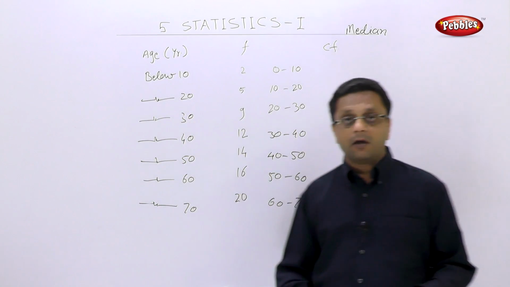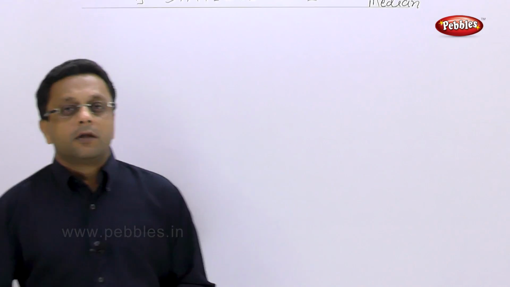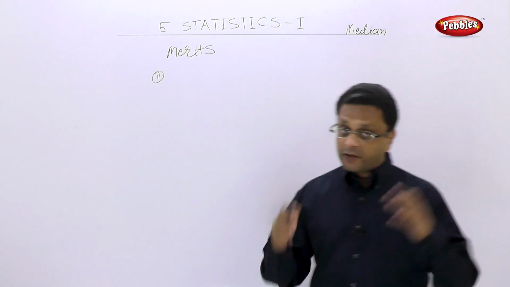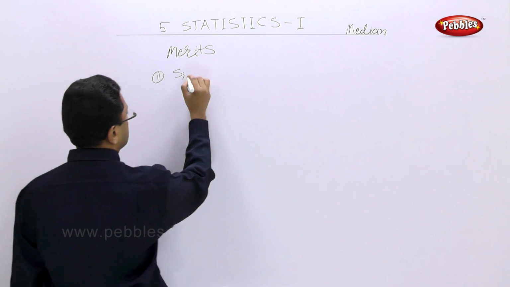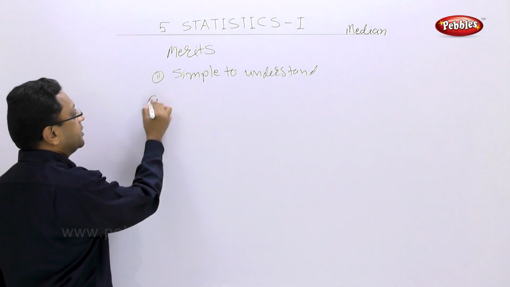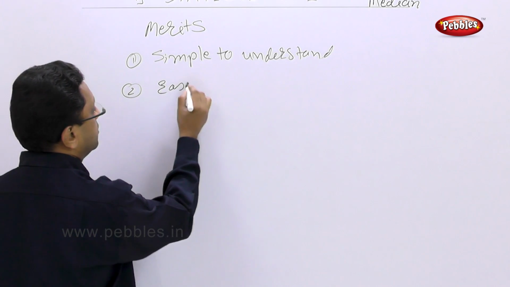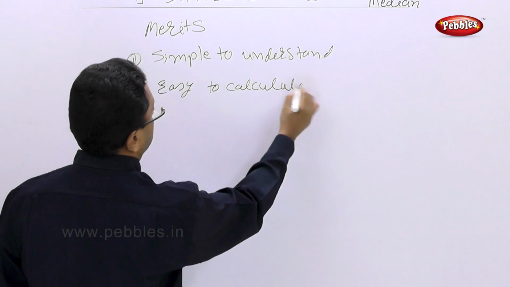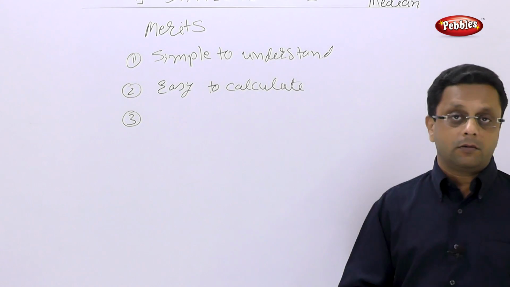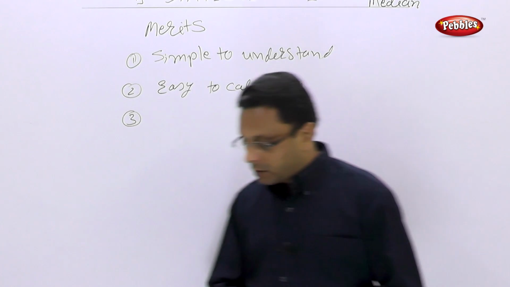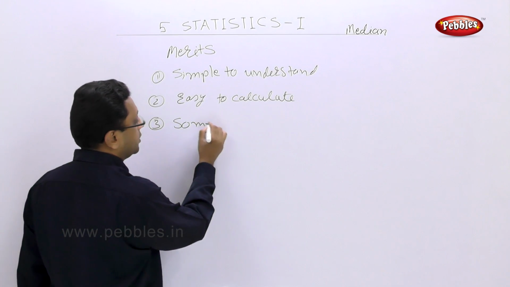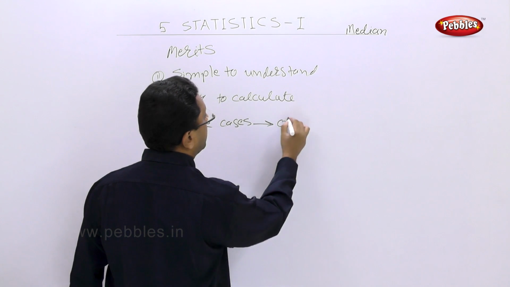Just like we saw in case of mean, we are going to see the merits and demerits of median also. The merits are: first, it is very simple to understand. Second, it is very easy to calculate. Third, in some cases we can even find out the median by observation.